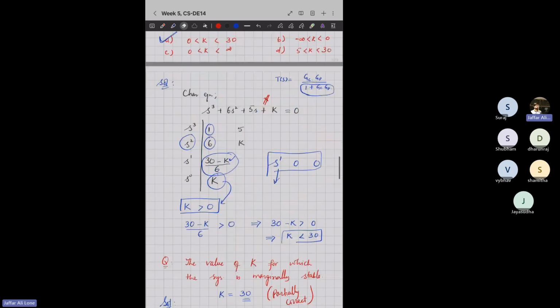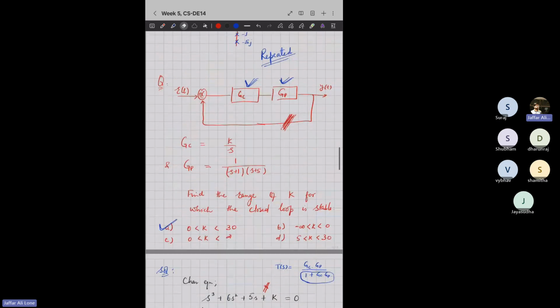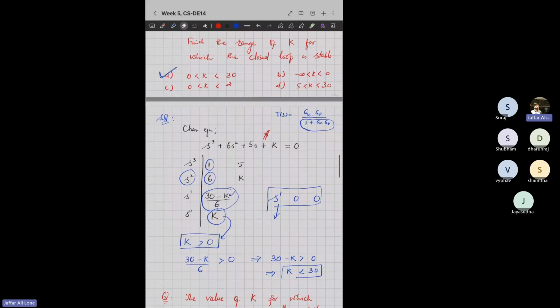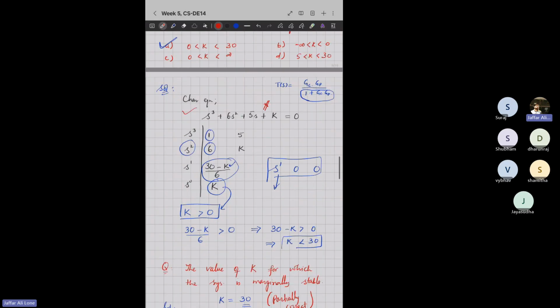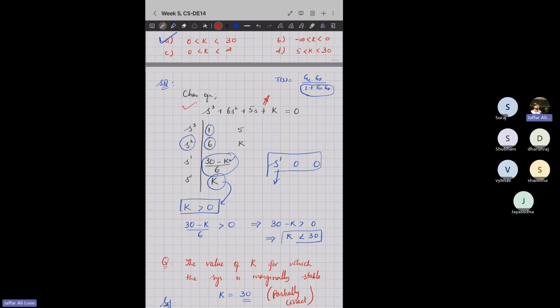So what did we see in this question? Initially, we were given a control system. Then we were asked to find the value of k for which the system is stable. So we were given a unity feedback system. From this unity feedback system, we just solved it and got the characteristic equation, which is given by the denominator of the closed loop transfer function. Then from the characteristic equation, we formed a Routh array. From the Routh array, we checked that the coefficients should have the same sign. And from that, we reached a condition on k for which the system is stable.